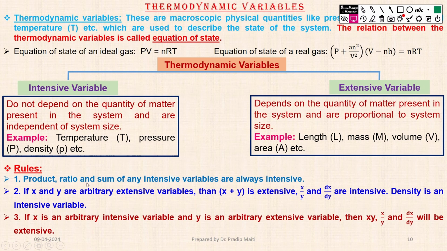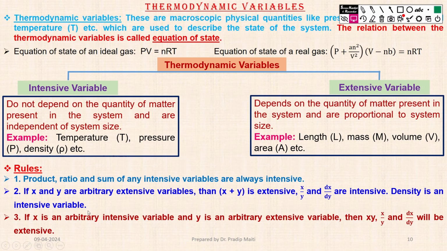Rule 1 says that the product, ratio and sum of any intensive variables are always intensive. Remember it. If x and y are arbitrary extensive variables, then x + y is extensive, but x/y and dx/dy are intensive. Here is a very interesting example, that is density. Density equals mass by volume, but mass and volume both are extensive variables, but their ratio, that is density, is an intensive variable.